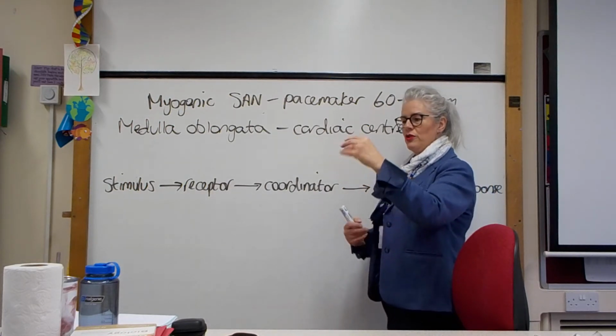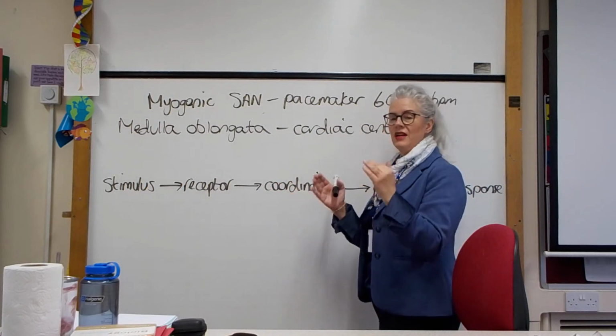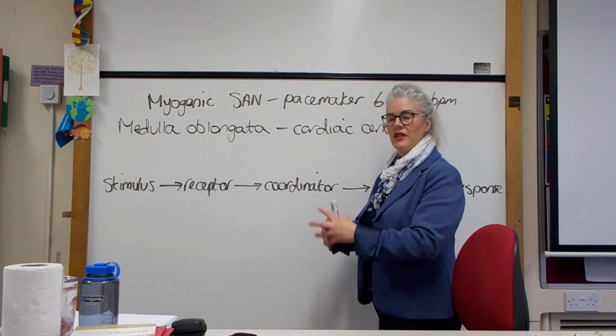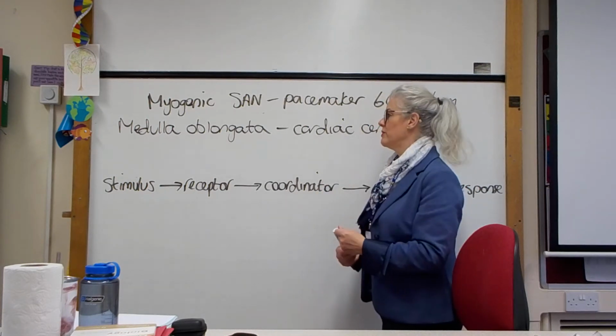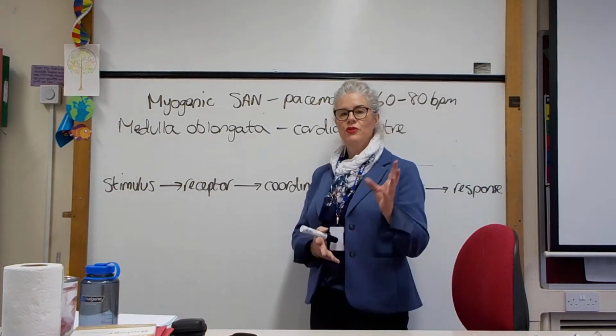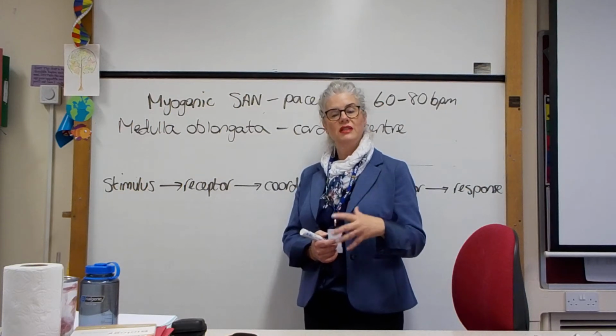So that sinoatrial node sends that wave of excitation through the walls of the atria to the atrioventricular node. That goes down the Purkinje fibres, and then you get that contraction from the bottom of the ventricles. Now there are times when you want to change the rate. So you want it to increase or you want it to decrease.